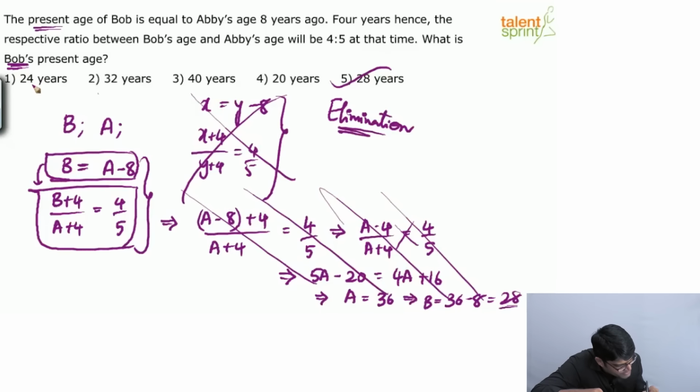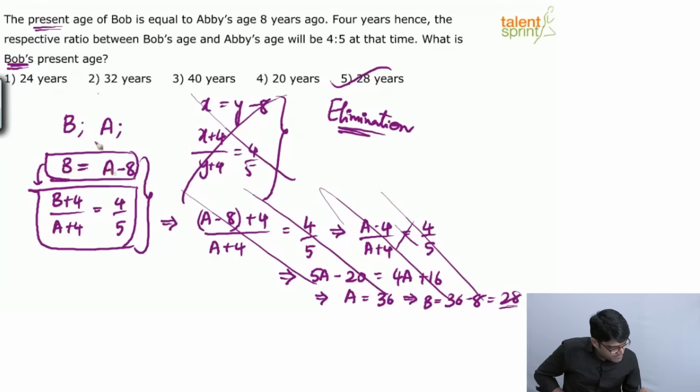According to option 1, Bob's present age is 24. According to option 2, Bob's present age is 32. According to option 3, Bob's present age is 40. According to 4, it is 20. And according to 5, it is 28. What I would say is, look at the first equation. We know that B equals A minus 8, or we can say A is equal to B plus 8.